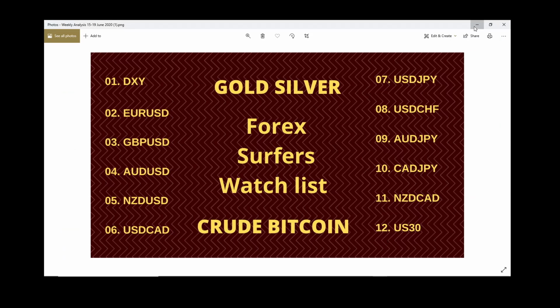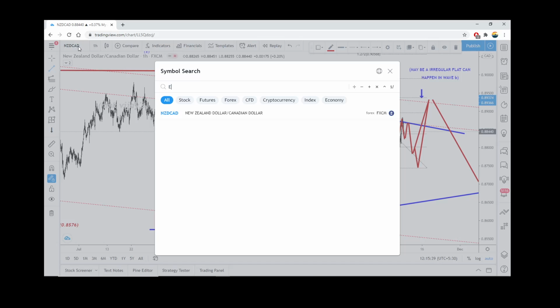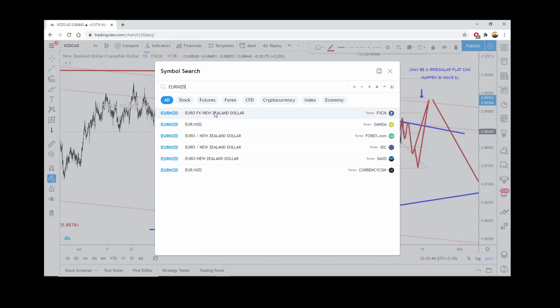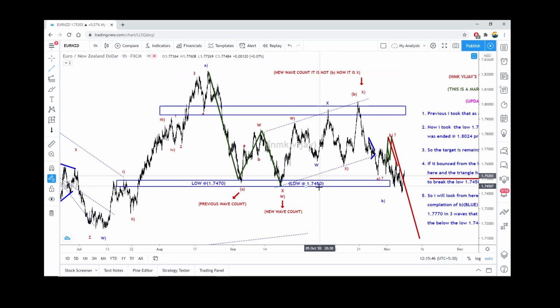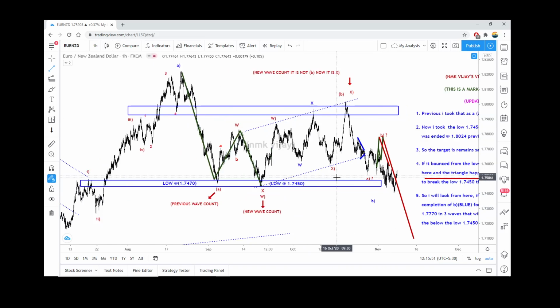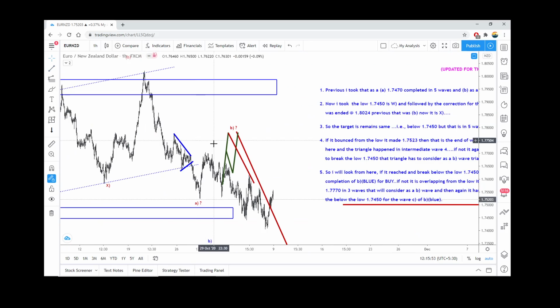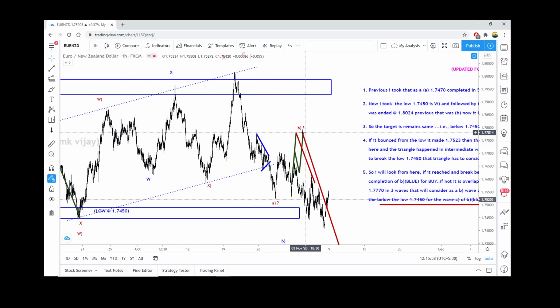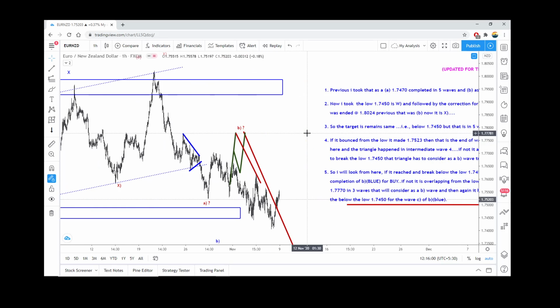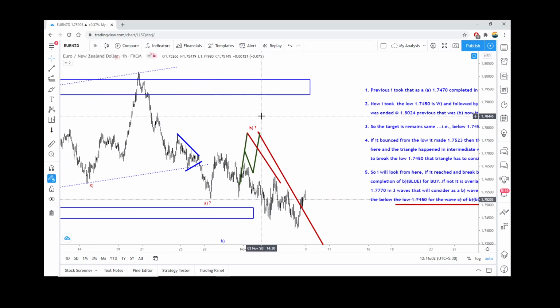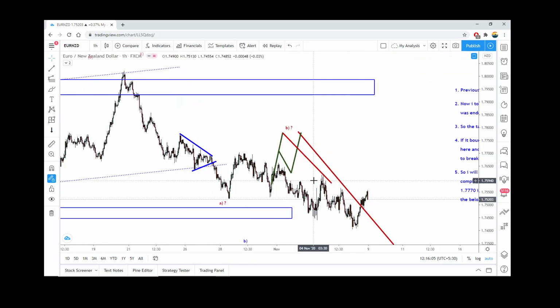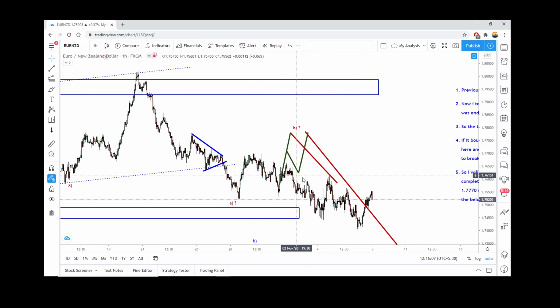So let's move on to the next one, Euro New Zealand. Last time I also forgot to explain, it has now hit the TP, the low. This is a W, X, A, B and C, but I expected this B wave to finish here, and I also expected to short here. So I missed that because it's already very overlapping and messy, so I'm not able to count these things.